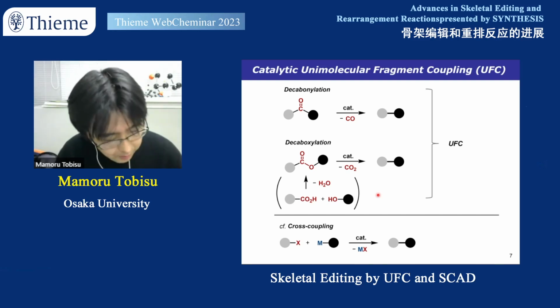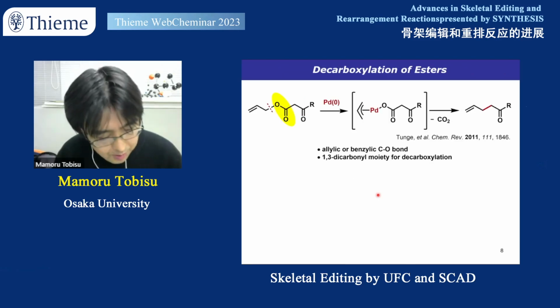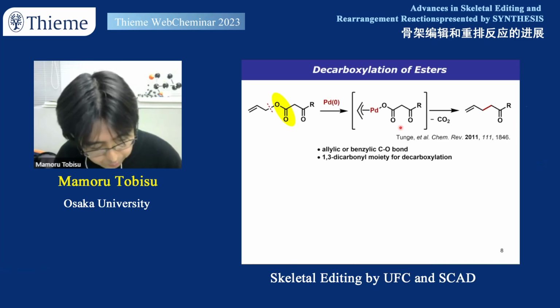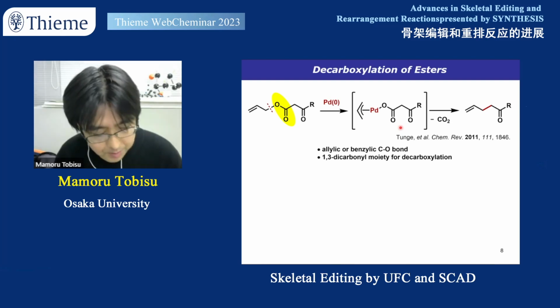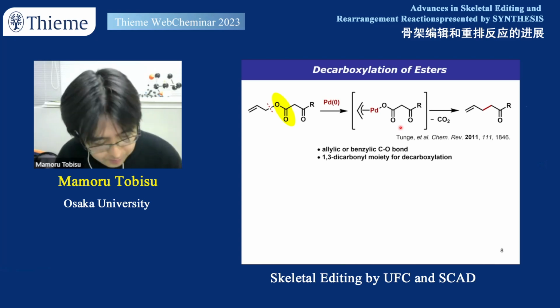The catalytic decarboxylation is known to occur when allylic esters shown here are used as substrates. This reaction is initiated by the cleavage of an allylic carbon-oxygen bond, which is facilitated by the formation of a stable pi-allyl-palladium intermediate shown here. Also, this 1,3-dicarbonyl moiety is required for the subsequent decarboxylation to take place. Therefore, the scope of the esters in this reaction is limited to allylic esters bearing 1,3-dicarbonyl fragments.